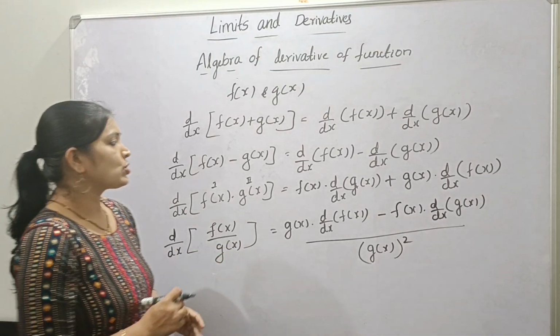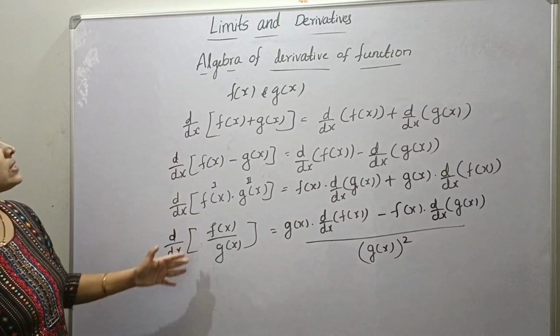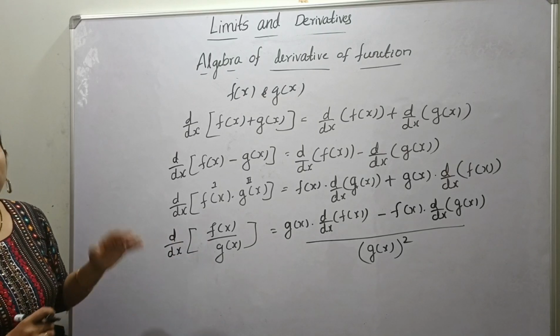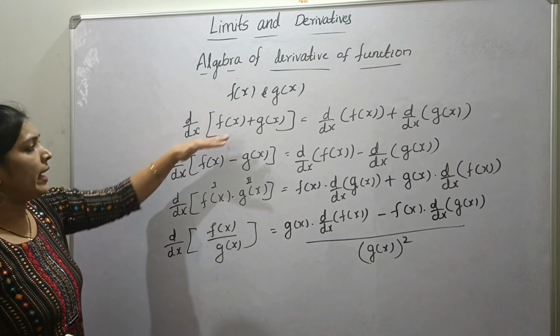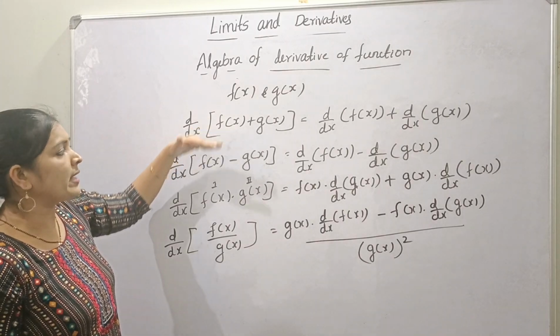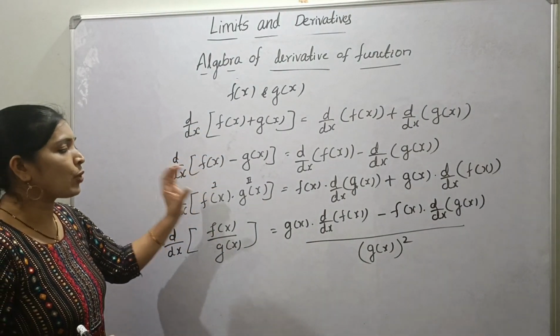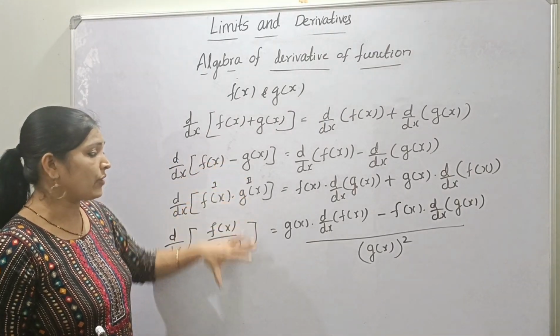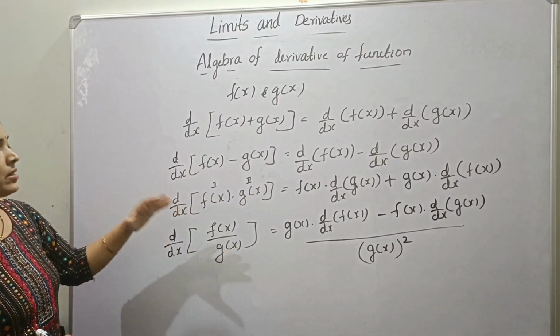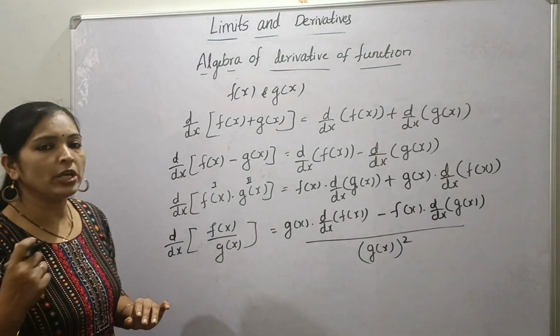So it is the quotient rule. These four rules of the algebra of derivatives of functions are very important. Here we see that sum and subtraction we can write directly, but for the product rule and the quotient rule you have to study them. These are very important. See, these formulas we have to apply for many problems.